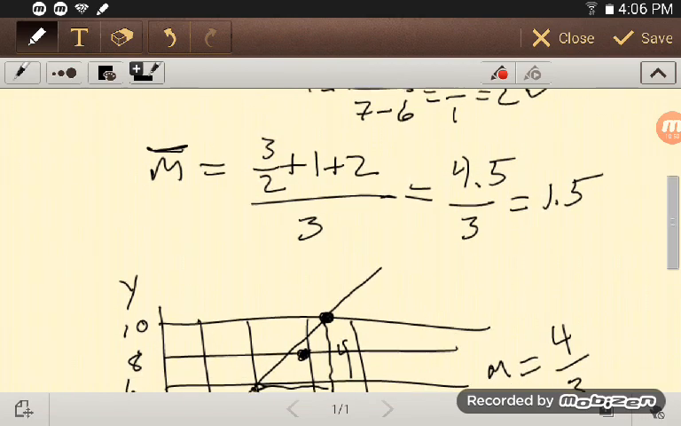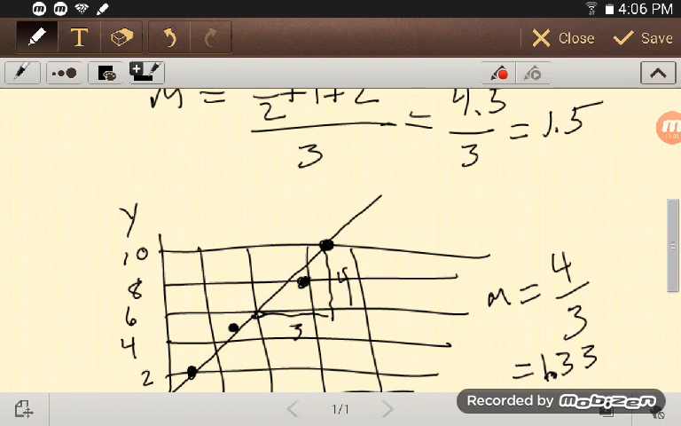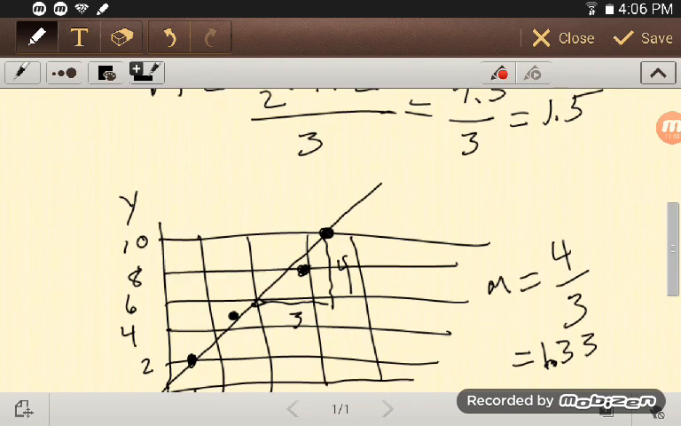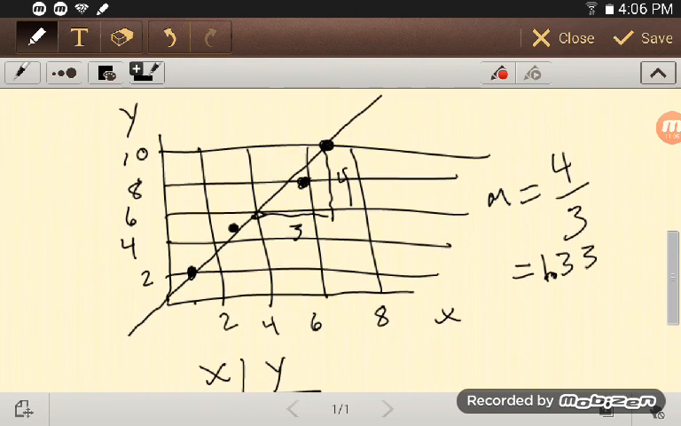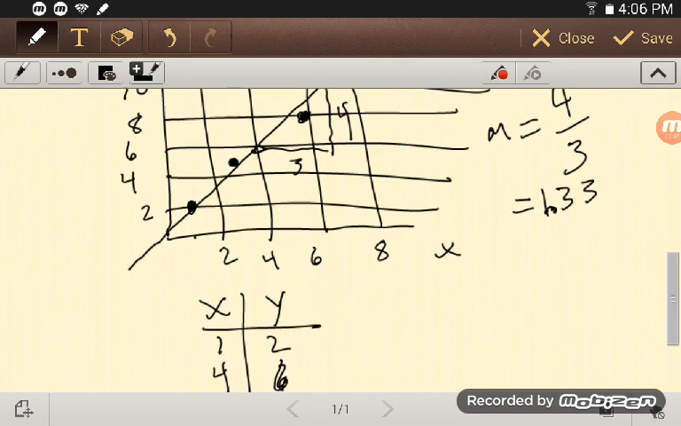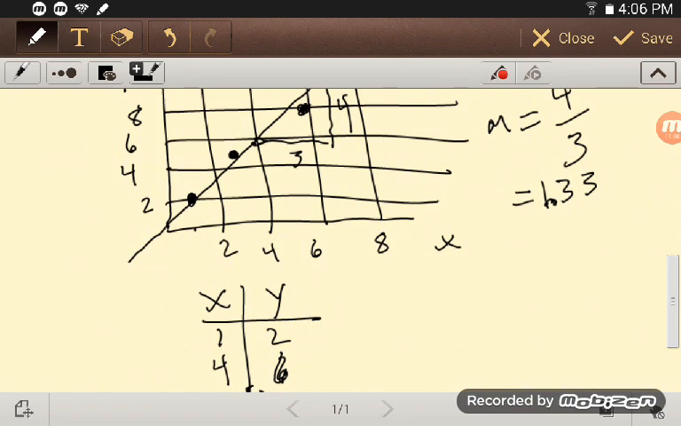We got slightly different answers. That's okay, but notice they're pretty close, 1.5, 1.33. Either one's going to work fairly well to give us an idea of what the slope is. Okay, so that's it for the tabular method.